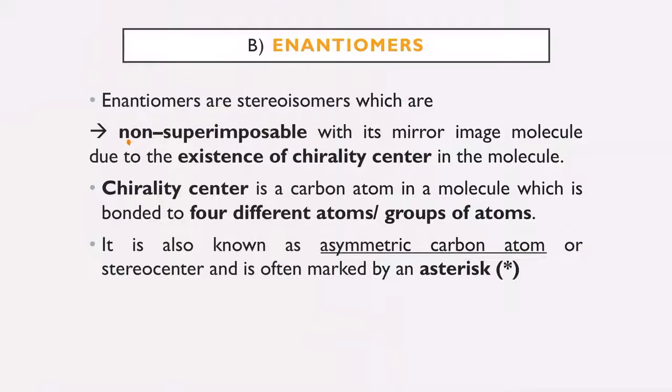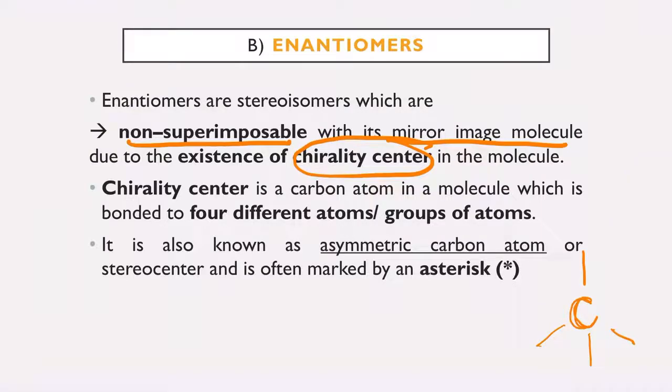Okay. Non-superimposable if its mirror image, due to existence of chirality center. So dia tak boleh bertindih with each other because that shows that it has a chiral center. So what is a chiral center? Chiral center is a carbon atom in a molecule which is bonded to four different types of atoms. So ini A, B, C, D. Okay. So this carbon here, this center here, is called your chiral center. Chiral carbon. Or some, it is also denoted with this asterisk. So maksudnya ini adalah enantiomer lah. Okay, dia ada chiral center right here with four different substituents.